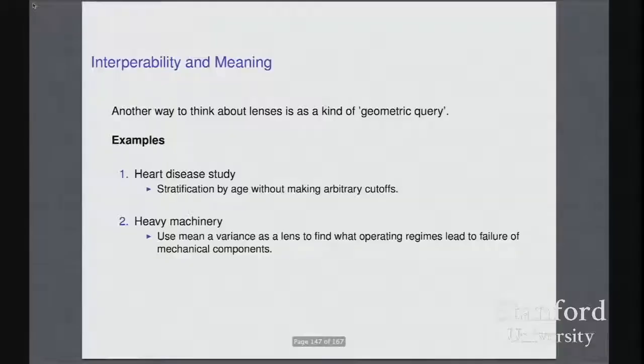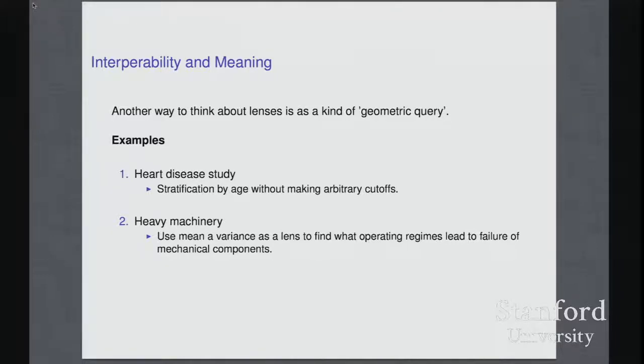And another example, something I worked on, is heavy machinery with a bunch of embedded sensors. I used the mean and variance of the sensor output with sliding windows as a lens to look for operating regimes that could lead to failure. This was a collection of 250 sensors, so the data is 250 dimensional. And I normalized them to make the sensors comparable because they were measuring different things.